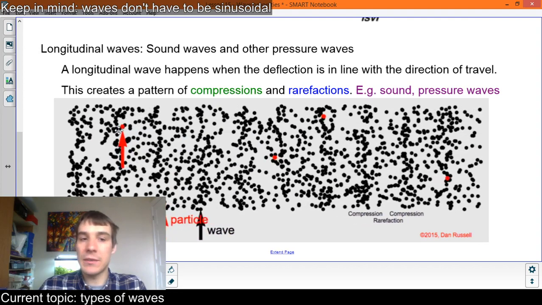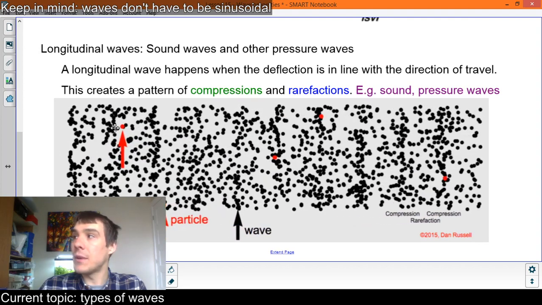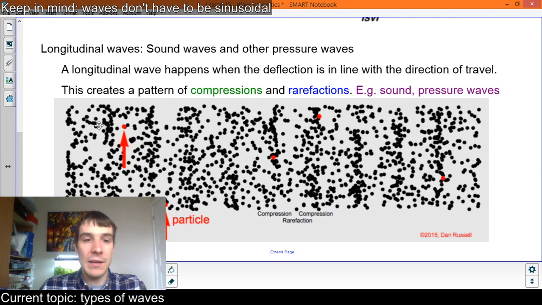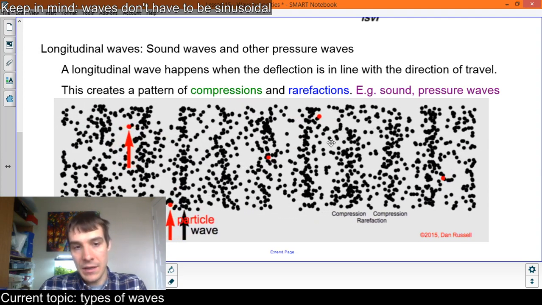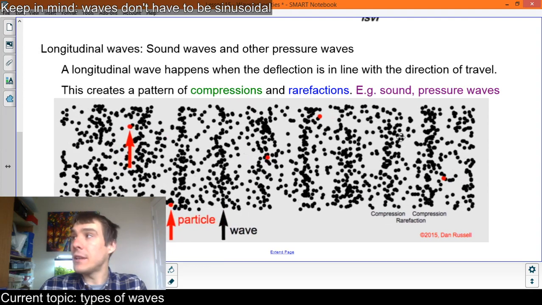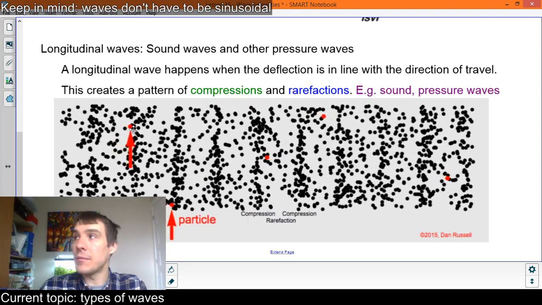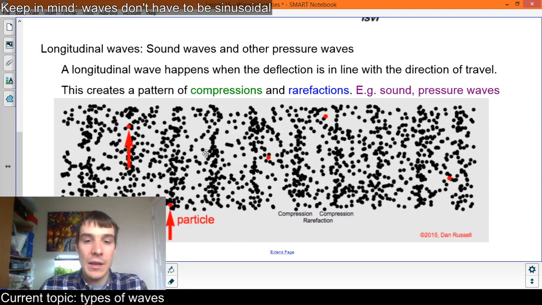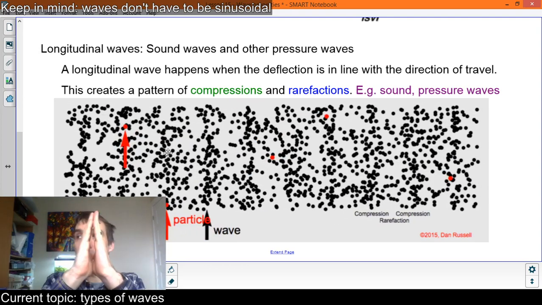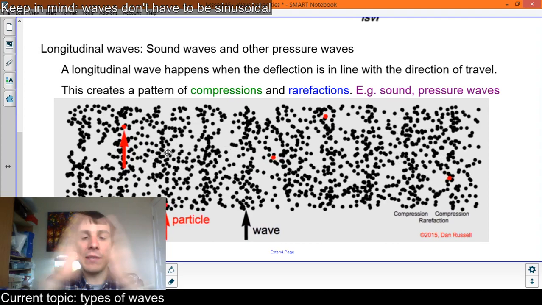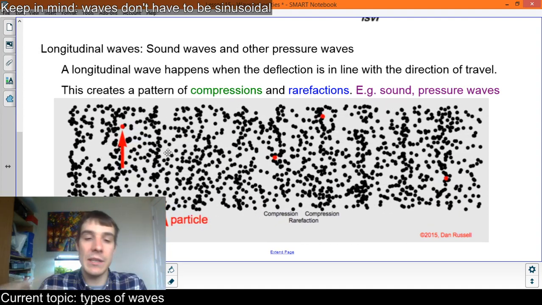Notice that the particles are moving back and forth in the same way that the wave is traveling here. Back and forth, back and forth. It creates compressions and rarefactions. Compressions are where the particles are close together and they want to get far apart, and rarefactions are where the particles are far apart and they want to get close together.